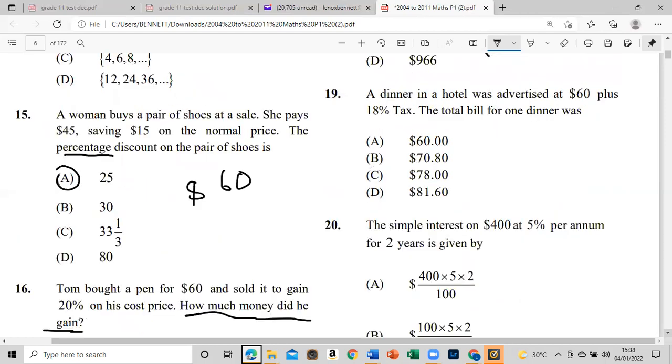Number 18, a dinner in a hotel was advertised as $60 plus 18% tax. Total bill for the dinner was, right? So guys, as I say, it's going to be increased by 18%. So our original is 100%, but then we're going to increase it with the tax. So it's an 18% increase.